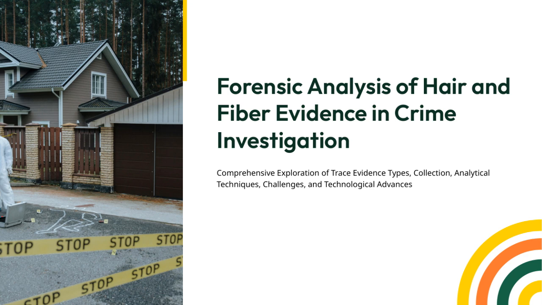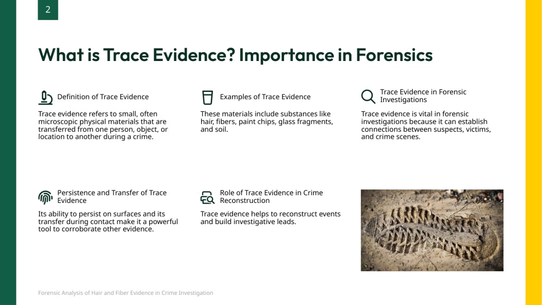Let's get started. Trace evidence is essentially tiny bits of physical material that get transferred during a crime, often so small they need a microscope to be seen. These could be anything from hair and fibers to paint chips, glass fragments, or even soil. What makes trace evidence so important in forensics is its ability to link suspects, victims, and crime scenes together. Because these materials can stick around on surfaces and move between people and places during contact, they serve as a reliable way to back up other kinds of evidence. Ultimately, trace evidence plays a crucial role in piecing together what happened and guiding investigators toward the truth.